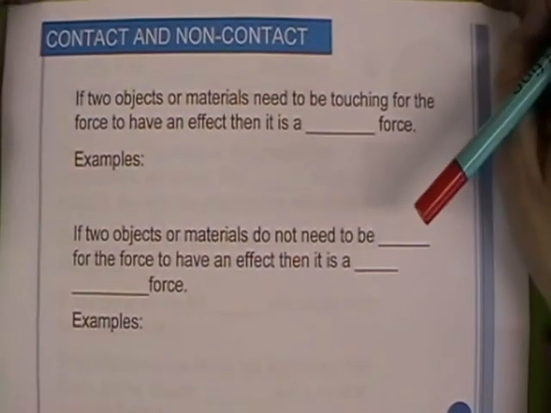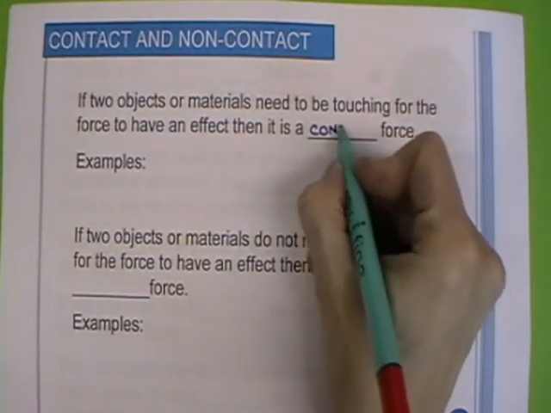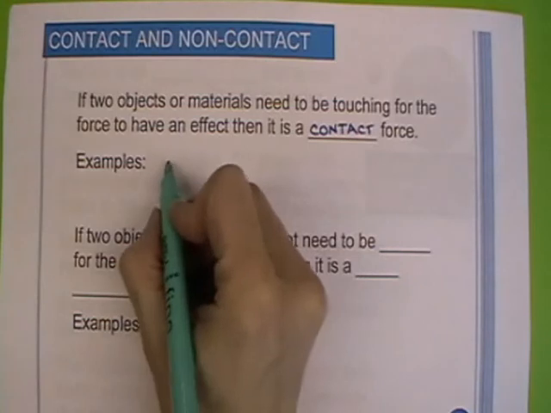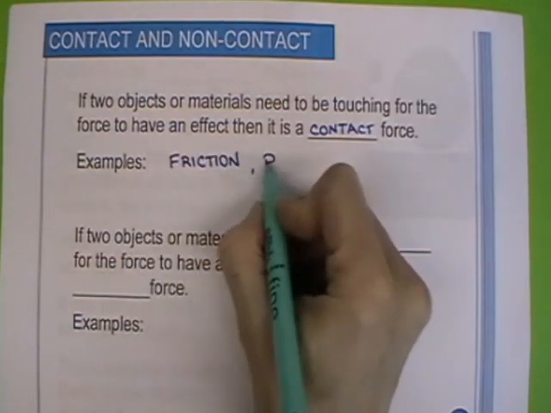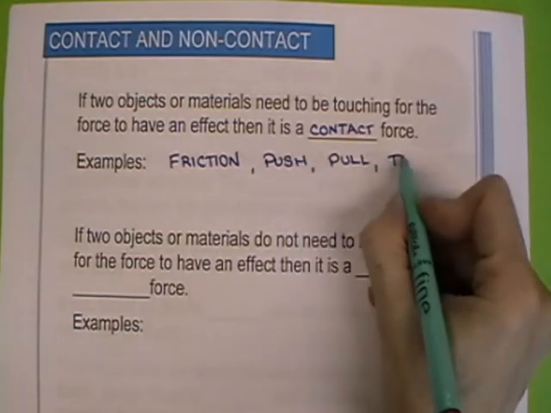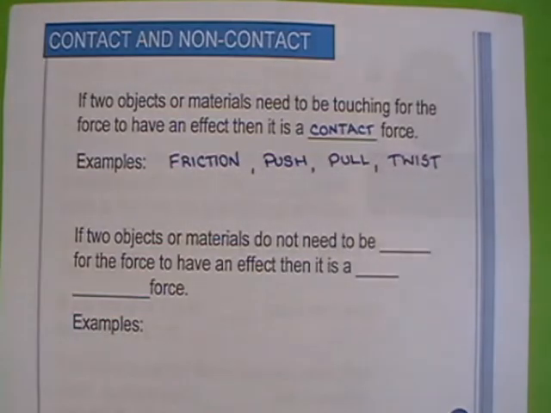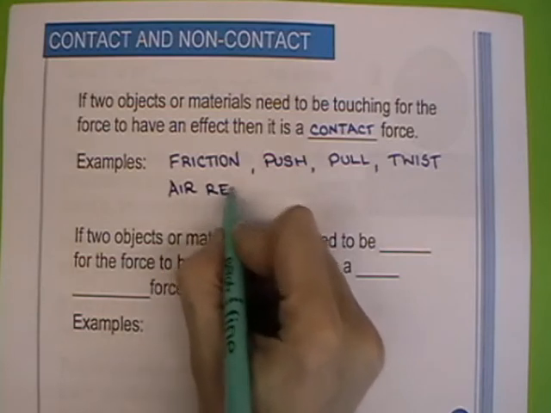Okay, another way we can describe forces is as being either contact or non-contact. If two objects or materials need to be touching for the force to have an effect, then it is a contact force. And examples of that would be things like friction, a push, if you're pushing something, you're touching it, a pull, a twist, air resistance, because you have contact between the air and the object which is moving.